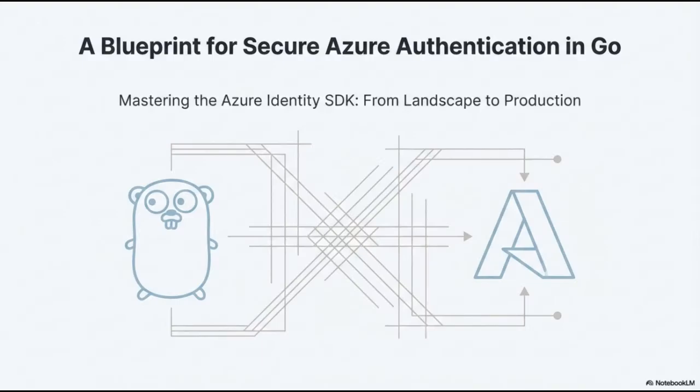We are here to explore a blueprint for secure Azure authentication in Go. Our focus will be on mastering the Azure Identity SDK, guiding you through the entire process from understanding the initial architectural landscape to implementing robust solutions in a production environment. Let's dive into how you can build secure and reliable connections between your Go applications and the Azure ecosystem.